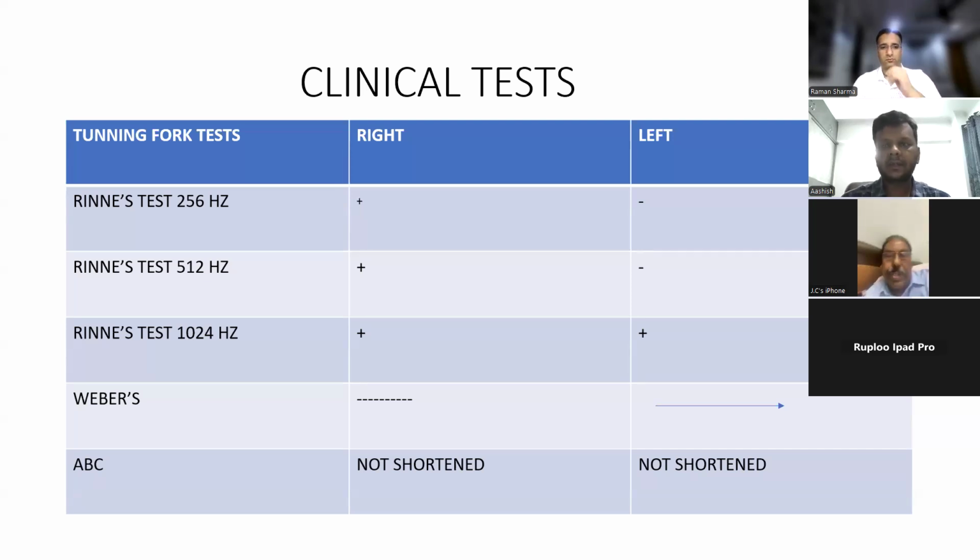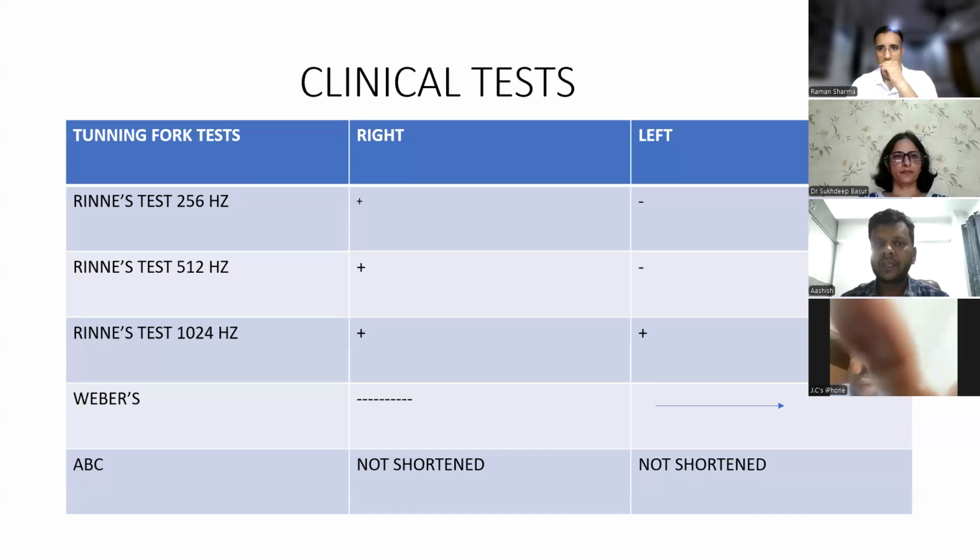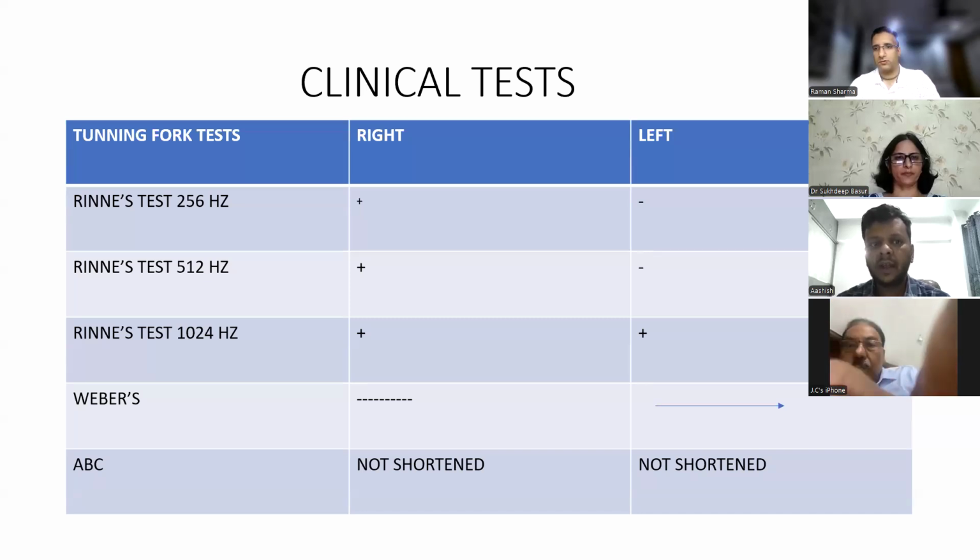Coming on to clinical tests, tuning fork tests performed. Rinne's test performed at 256, 512, and 1024 hertz, which is positive in right ear and negative in left ear at 256 and 512 hertz, and positive for 1024 hertz. Weber's test is lateralized to left ear, and absolute bone conduction test is not shortened in right as well as left ear.